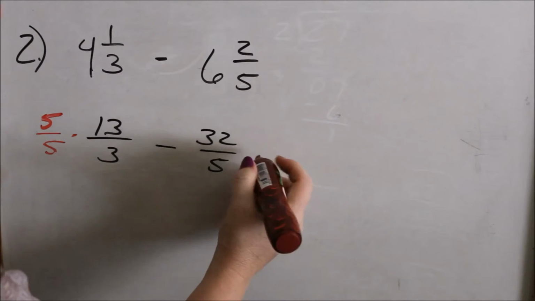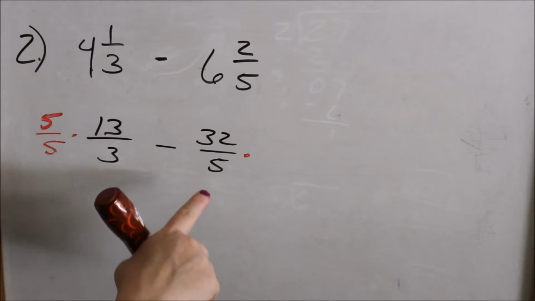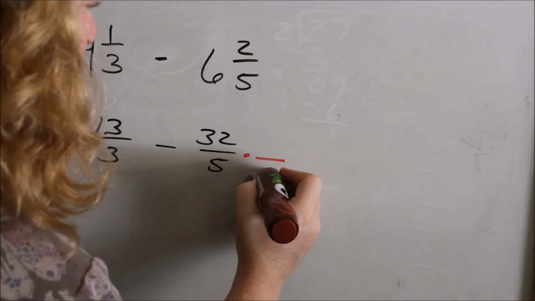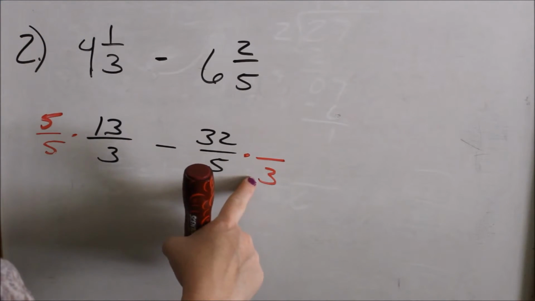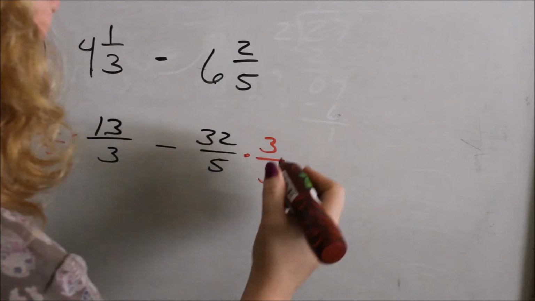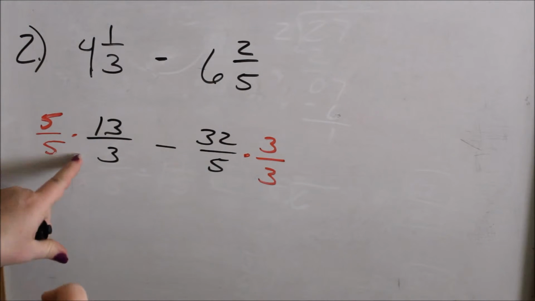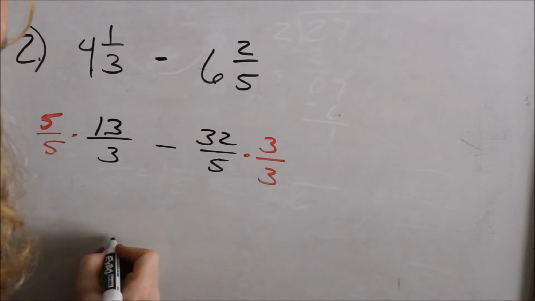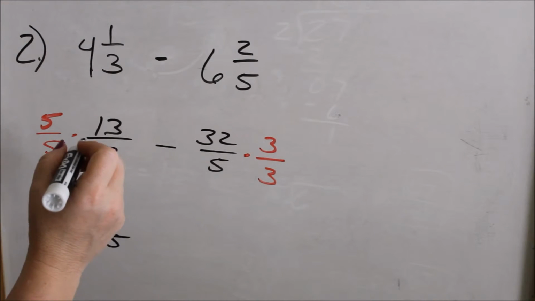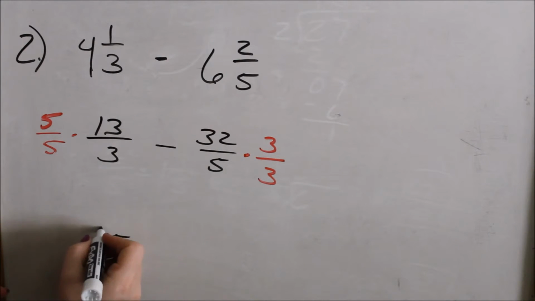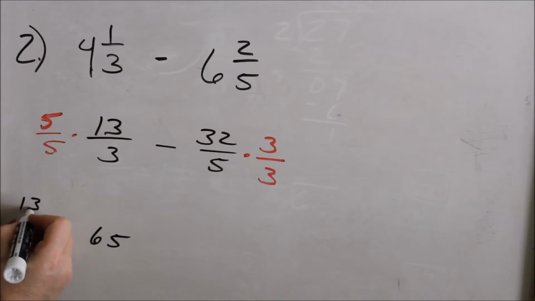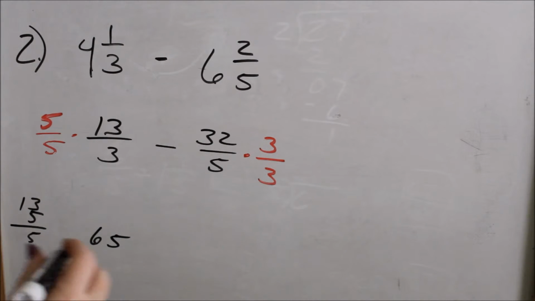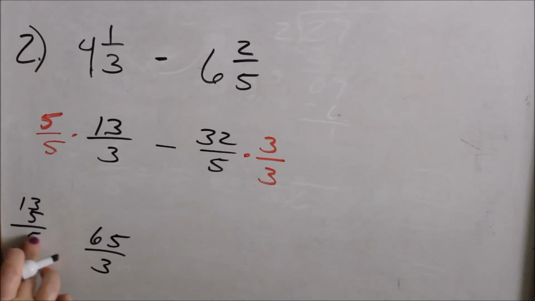So over here for this fraction, how do I get this to be a 15? I multiply it by 3. Well, if I multiply the denominator by 3, I have to multiply the numerator by 3. Okay, so my new fraction over here, 5 times 13. Ooh, I'm doing this in my head. So that should be 65. Make sure I did this right. 15, yeah, 65. So 65/15.